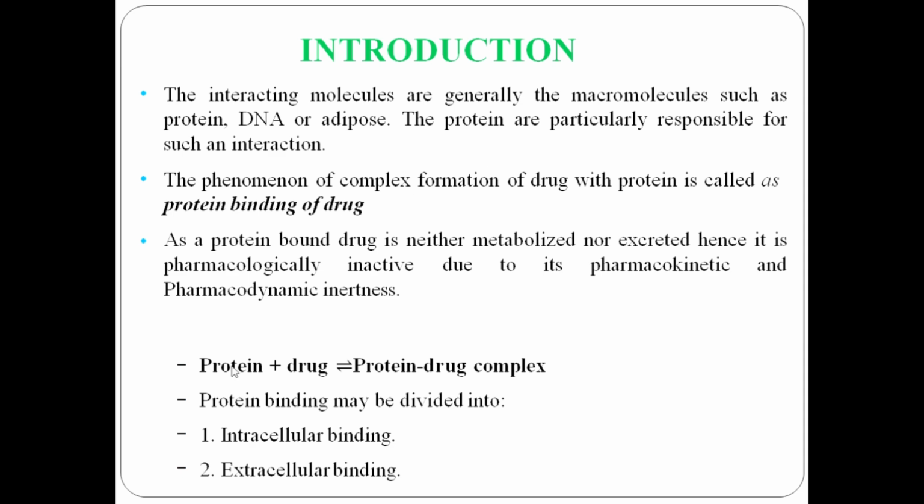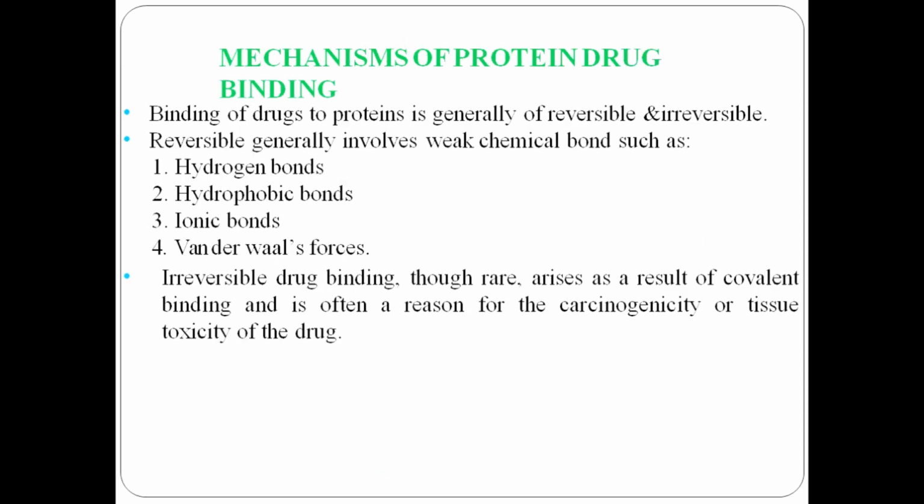Here you can see protein plus drug reversibly bound with each other and form a protein-drug complex. Protein binding may be divided into two categories. The first one is intracellular binding and the second one is extracellular binding. Now, the mechanism of protein drug binding. Generally, protein drug binding is a reversible process, but in some cases, this process is also irreversible.